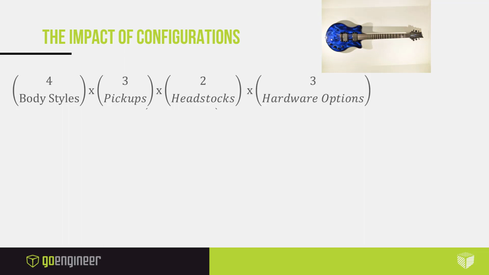So nothing crazy so far, right? 3 different hardware options where you can have chrome, black, or gold. 3 different fretboard materials: rosewood, mahogany, maple. How am I doing so far? I'm recalling this pretty well. 3 different body colors. So we can either have paint, we can have maple, we can have mahogany.